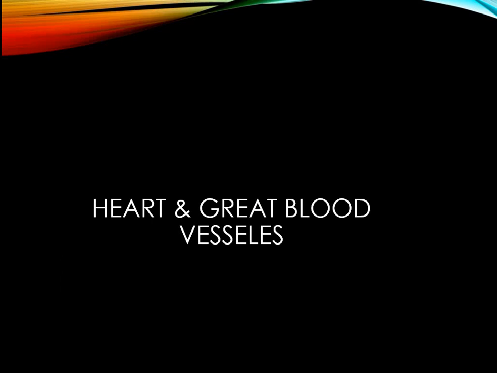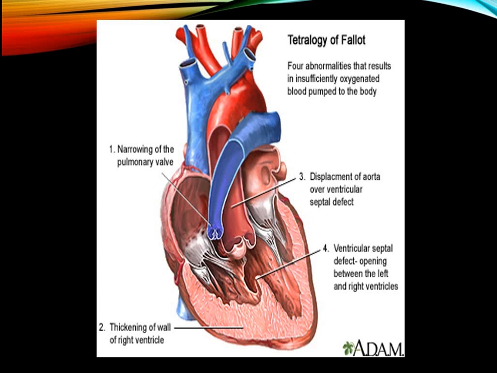Heart and great blood vessels. Some examples of the cardiac pathology seen in the chest X-ray. Tetralogy of Fallot is one of the congenital anomalies of the heart. It is called tetralogy because we have 4 lesions.